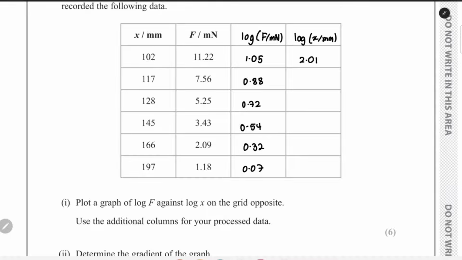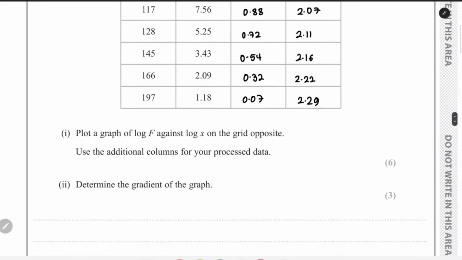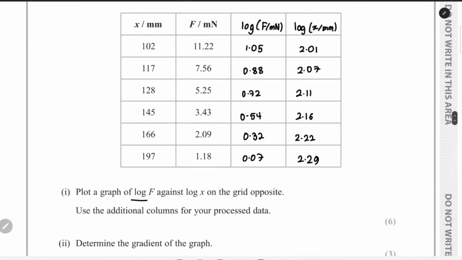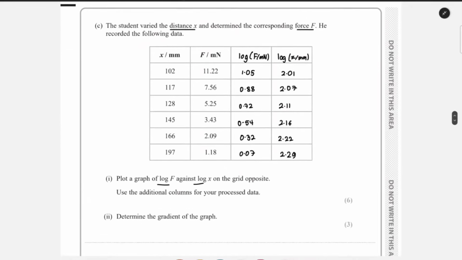Now for log x, log 102 is 2.01, then 2.07, 2.11, 2.16, 2.22 and 2.29. Now we have to draw a graph of log F against log x in this grid. So log x is on the x-axis. Log x is from 2.01 to 2.29.